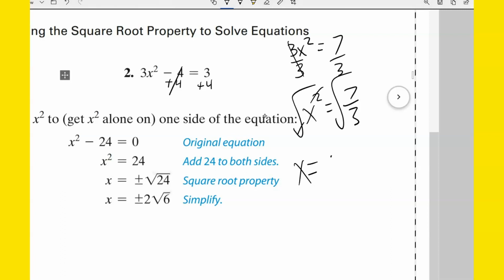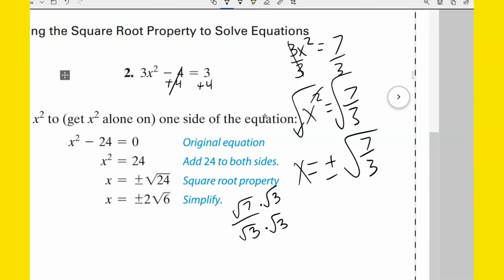Now, get rid of the squared exponent by taking the square root of both sides. So x equals plus or minus the square root of 7/3. But remember what we learned in the last section: you can't have a radical on the bottom, and right now there's a bottom number under that radical. So we're going to simplify that by splitting it up into the square root of 7 over the square root of 3, and then get rid of the square root of 3 on the bottom by multiplying it with itself.